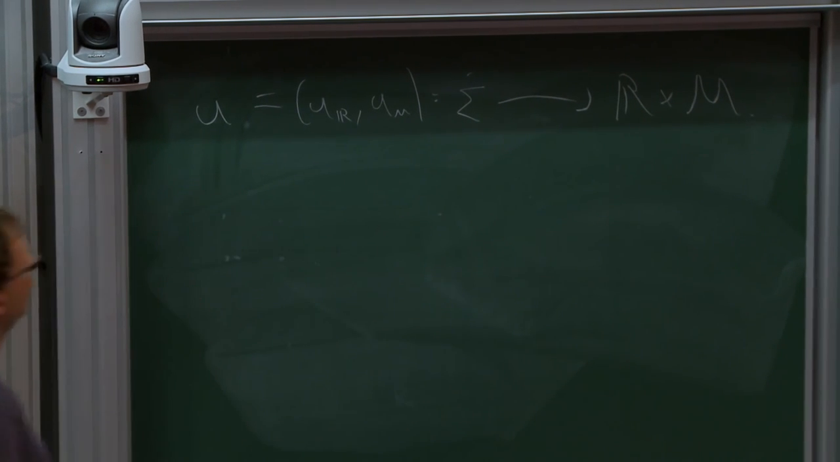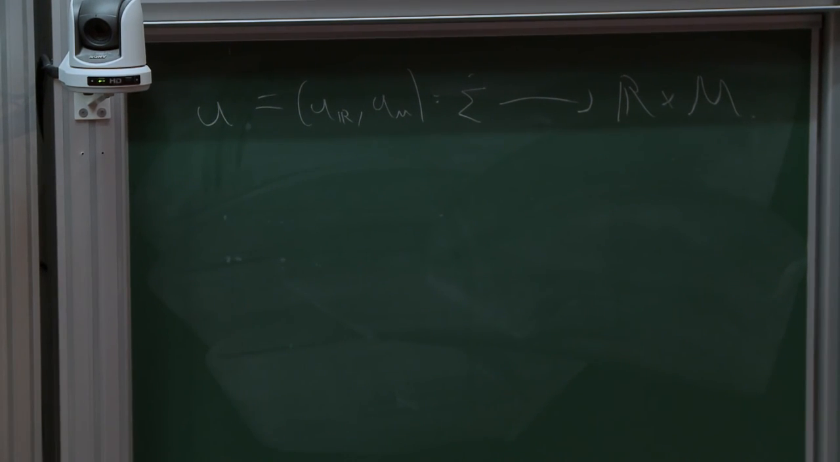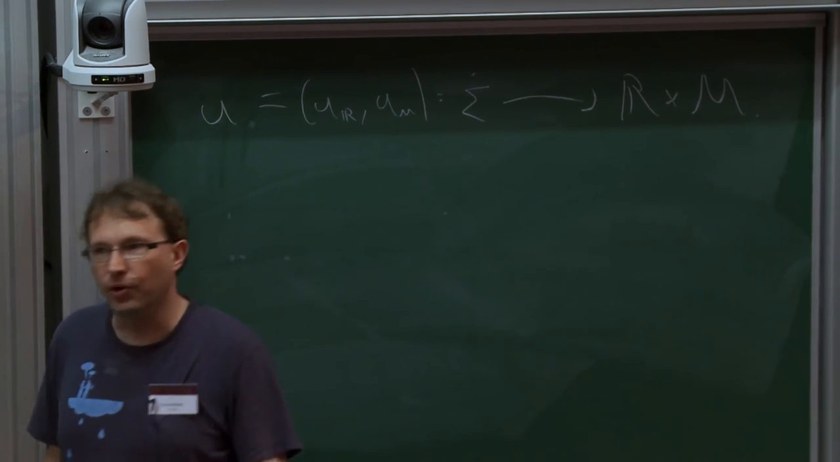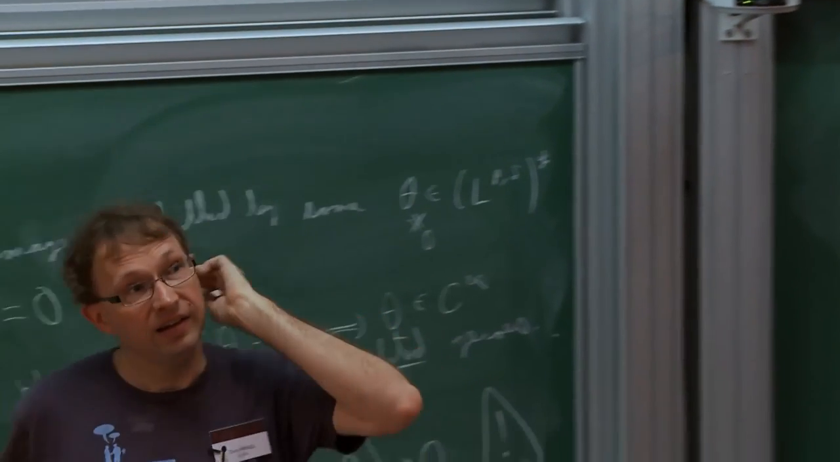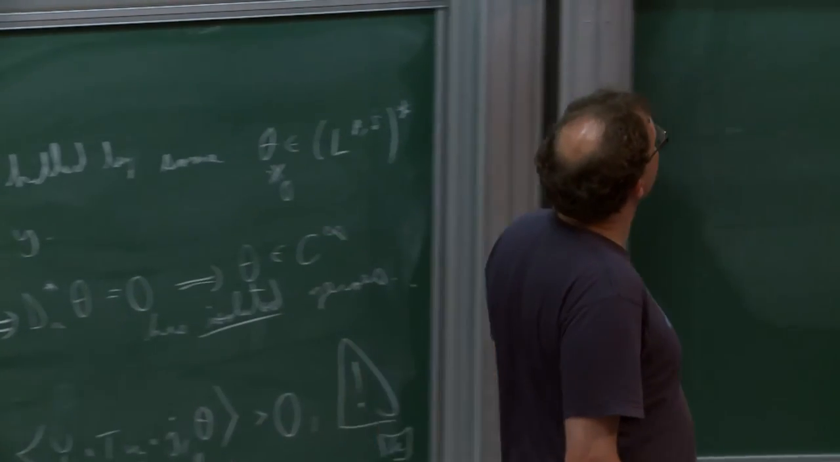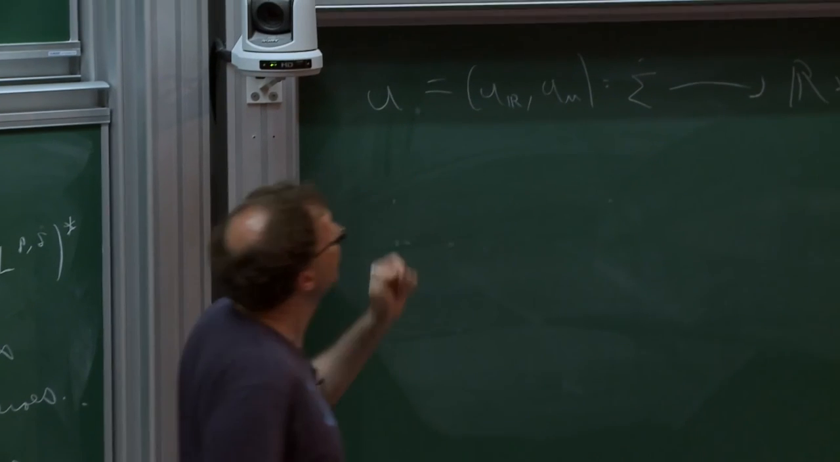Okay? So it's a trivial symplectic cobordism, which means our map can be written in terms of a real valued function and a map from a punctured Riemann surface into M. I call those UR and UM. And there's really two points of difficulty about this theorem.